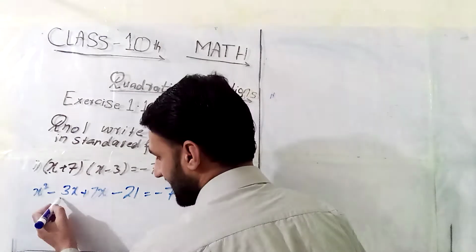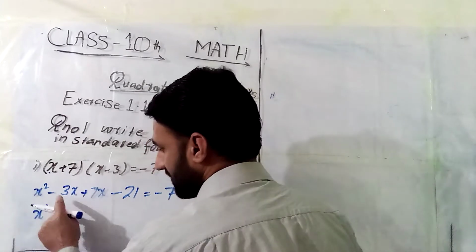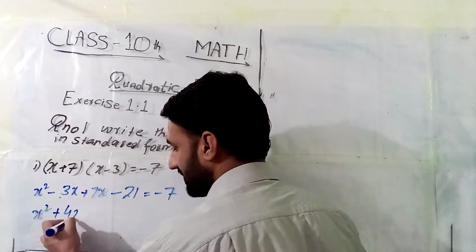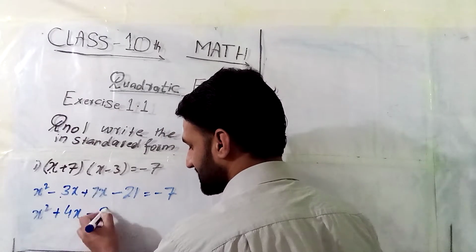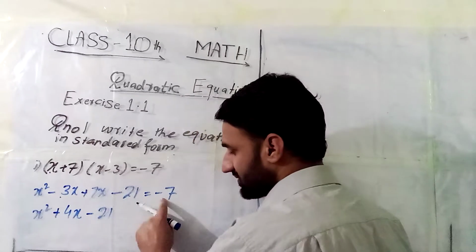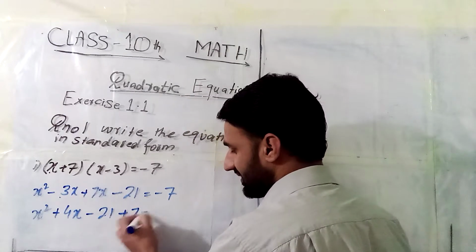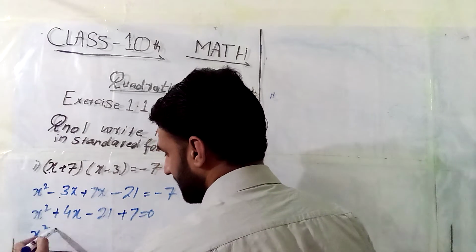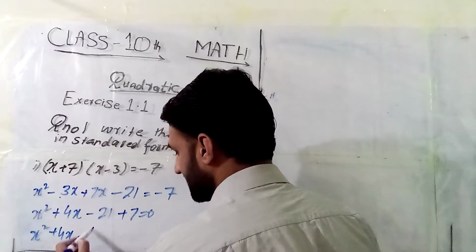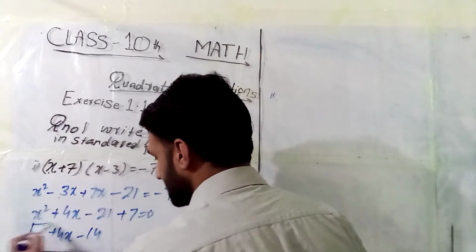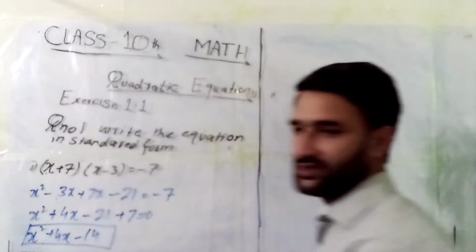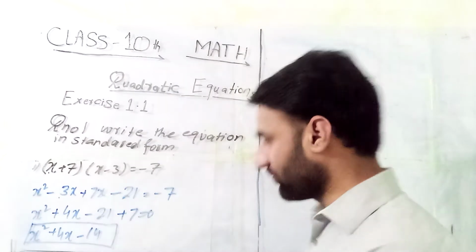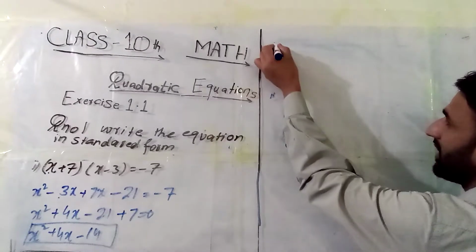Here you can notice that x squared is the same, the coefficients are -3 and positive 7x. Their answer will be 4x. Here is minus 21, negative 7 shifted to here, 7 is equal to 0. Here it will become x squared plus 4x minus 14. So this is the standard form of the quadratic equation, right? This is question 1, part first. I move forward to the second part.